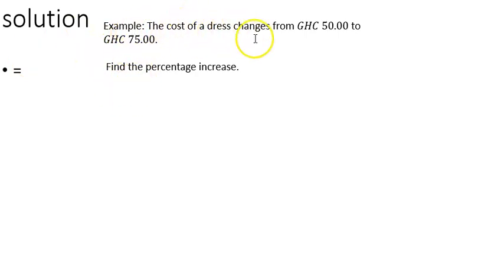The cost of a dress changes from 50 Ghana cedis to 75 Ghana cedis. We have to find the percentage increase. The first thing, you find the increment.